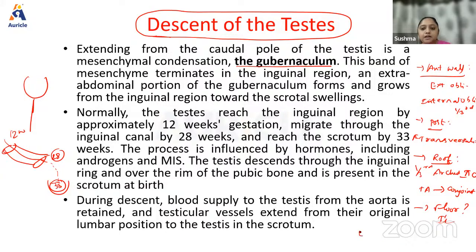Now, the superficial ring is a defect in what? Deep inguinal ring is a defect in what? You will have to tell me. Deep inguinal ring is a defect in fascia transversalis. Superficial ring is a defect in external oblique aponeurosis.